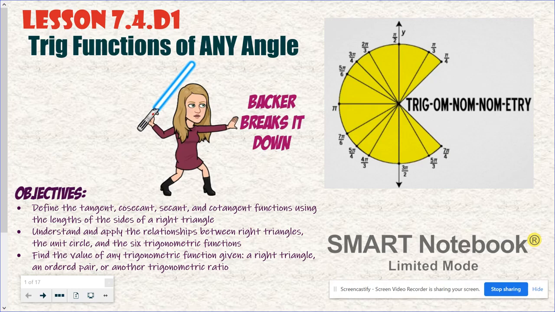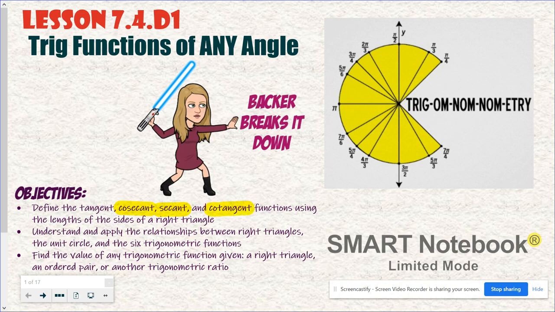So let's talk about trig functions of any angle. In the previous episode, we focused only on sine and cosine. But as you know, there's tangent. But there are also three other trig functions, and those three are going to be cosecant, secant, and cotangent.